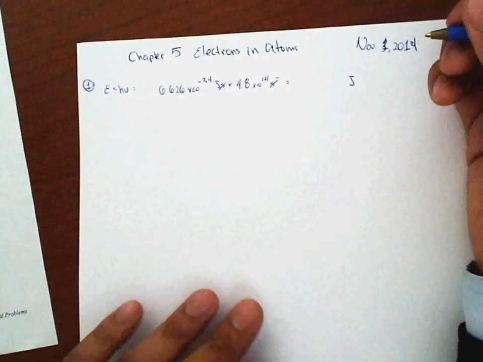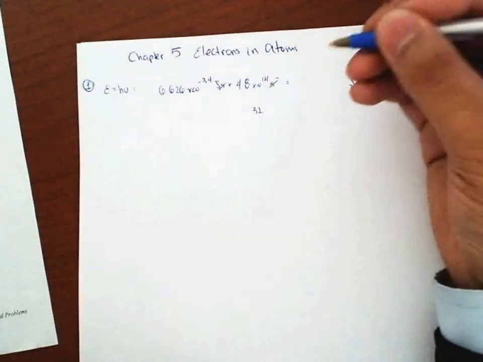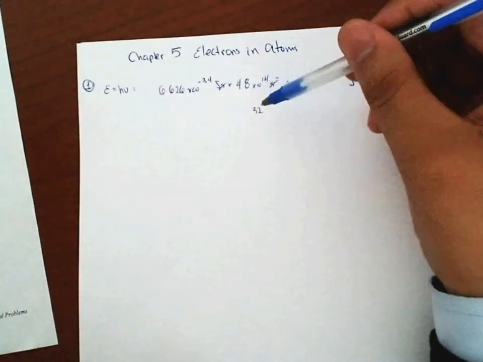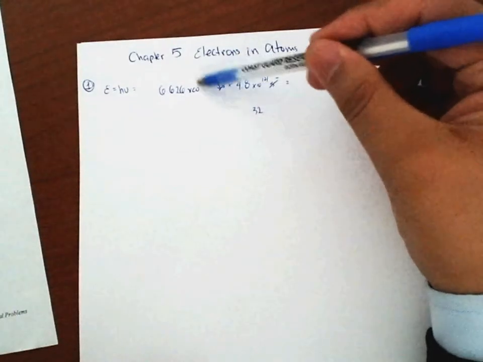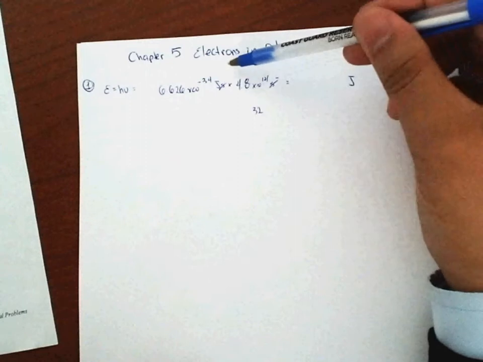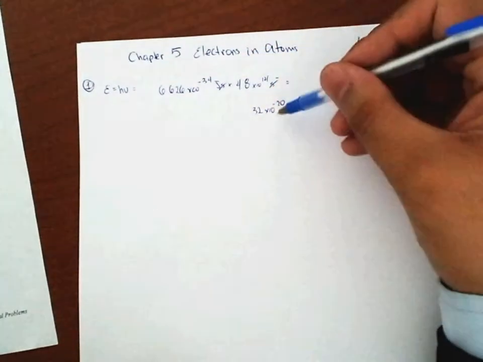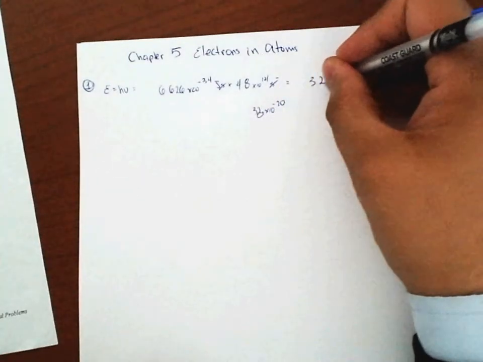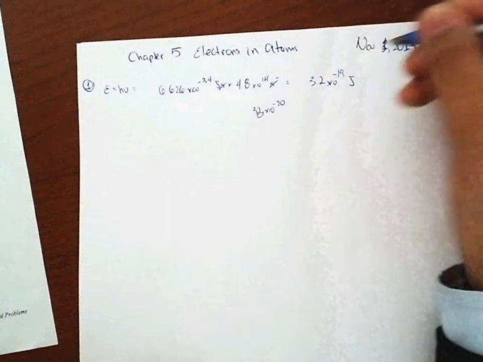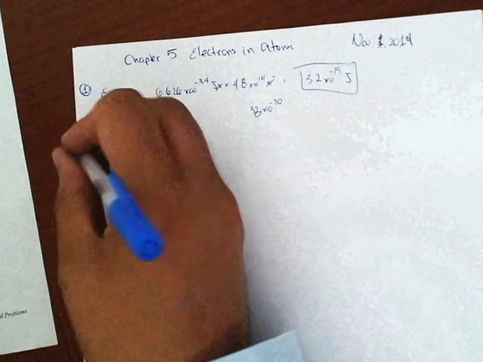So now I'm going to do 6.626 times 4.8. That gives me about 32. This 32 I am going to hold on to. I have then also negative 34 and 14. I'm going to add negative 34 and 14. That gives me negative 20. This I know is not correct scientific notation, so I'm going to move my decimal point. So I'm going to have 3.2 times 10 to the negative 19 joules. It's that easy.